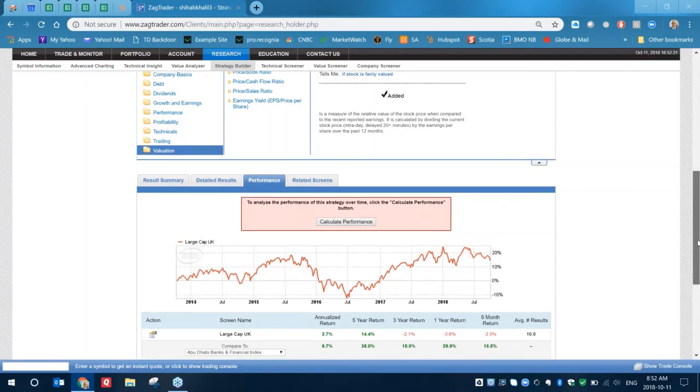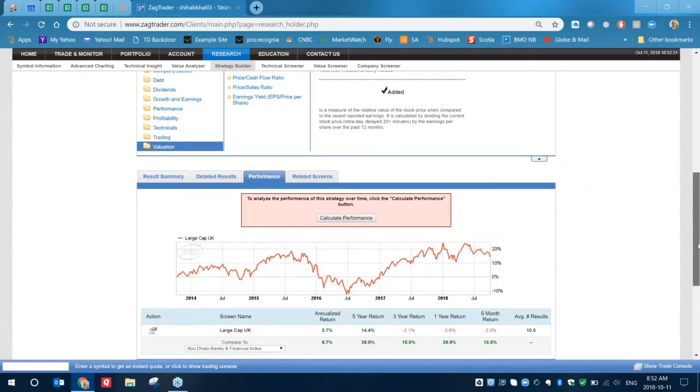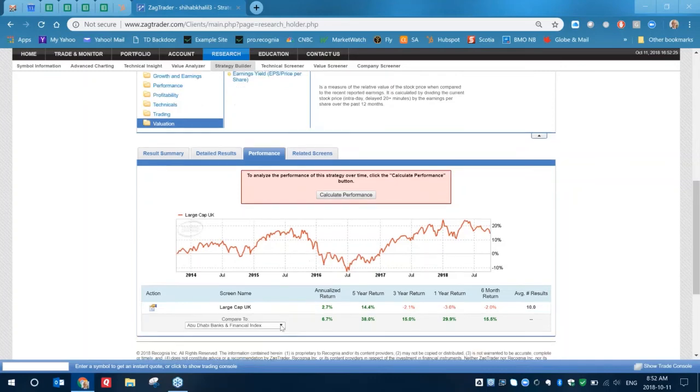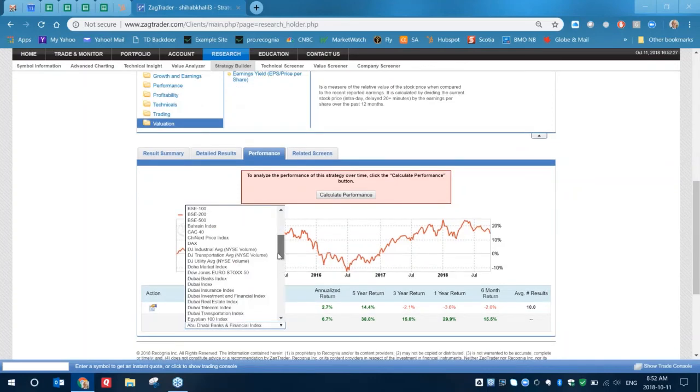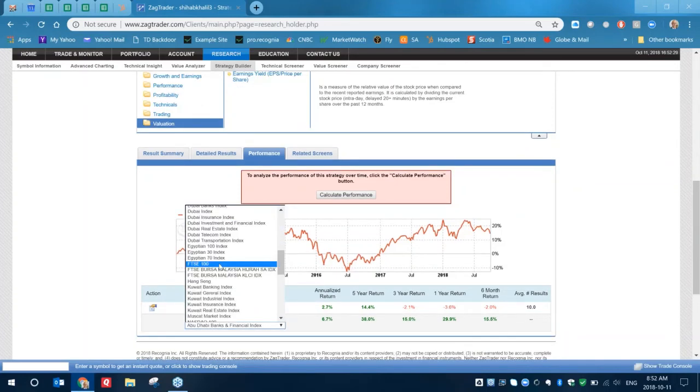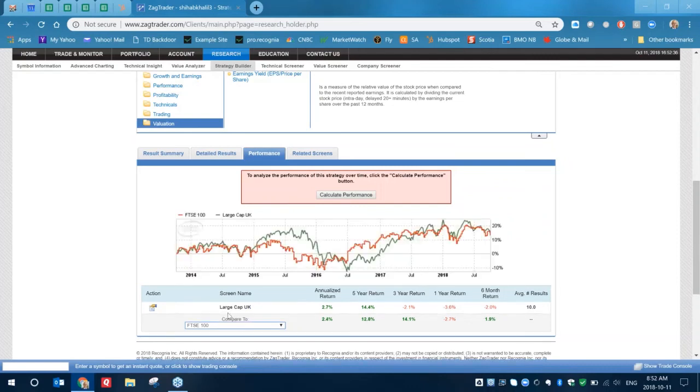And I'm going to benchmark that against an index. I'm going to pick a UK index like the FTSE 100. So now I've got the FTSE 100 drawn. It's the red line now. And I have my large cap UK strategy. It's the green line. And you can see that those two have been pretty closely correlated. In fact, my annualized return is 2.7%, and the FTSE 100 has delivered 2.4% over the last 5 years. Neither one of those is very good. So I very slightly outperformed the index over 5 years, but not enough to get really very excited about.